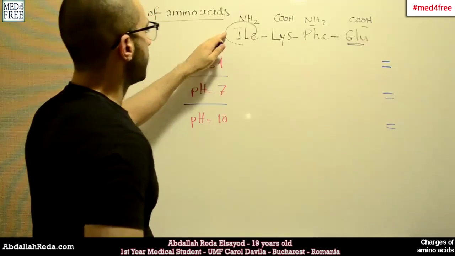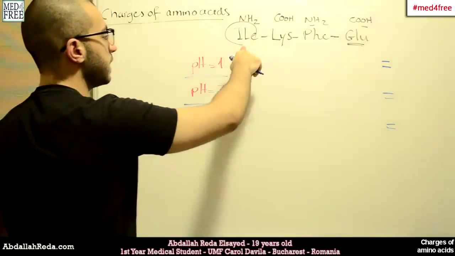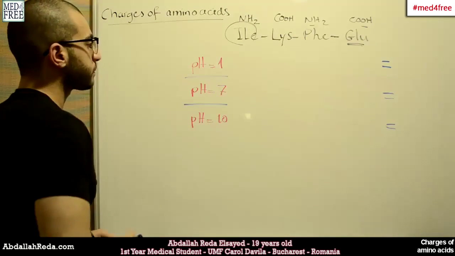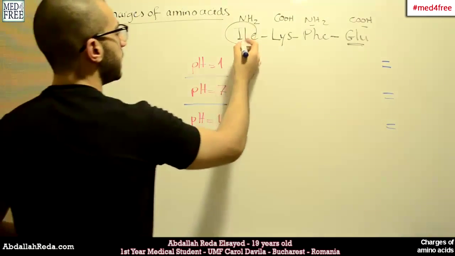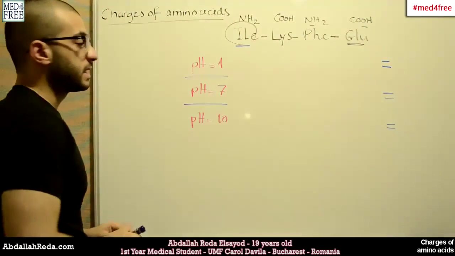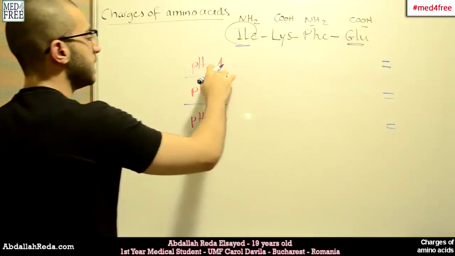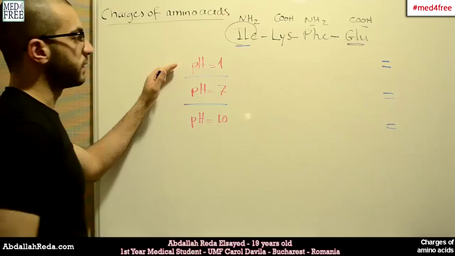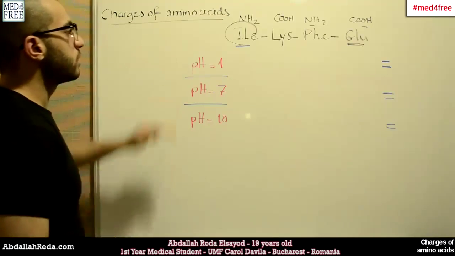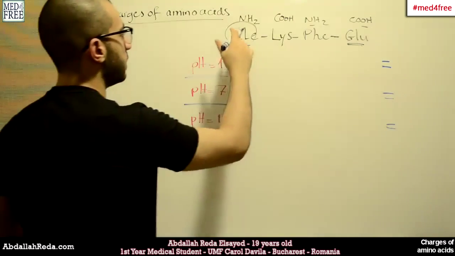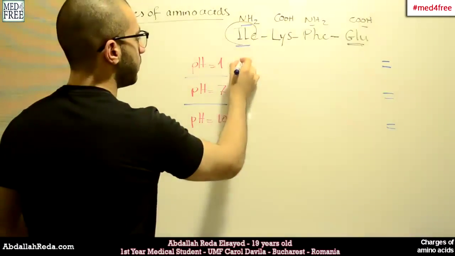For isoleucine, the isoleucine is a nonpolar, uncharged amino acid, and its pI is around 6. Now the pH is 1, so relatively the pI of isoleucine is more basic, so it will keep all the protons attached. In this case, the amino group will be an NH3+, so we'll have a +1.